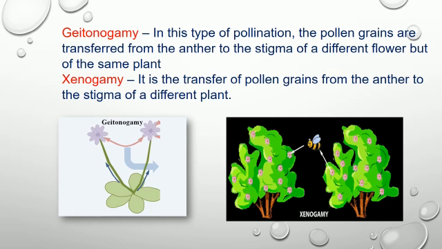In this type of pollination, the pollen grains are transferred from the anther to the stigma of a different flower but of the same plant. Xenogamy. It is the transfer of pollen grain from the anther to the stigma of a different plant.